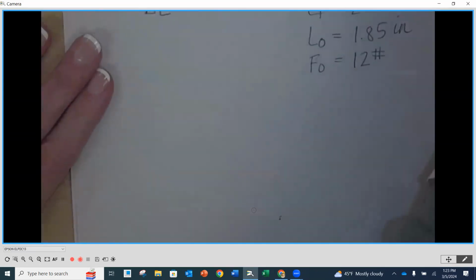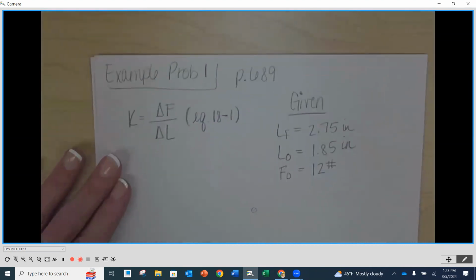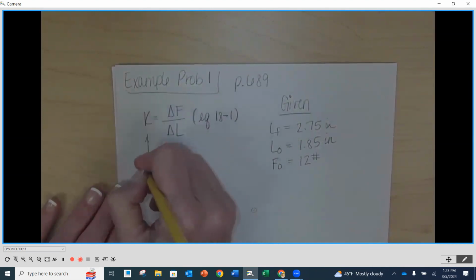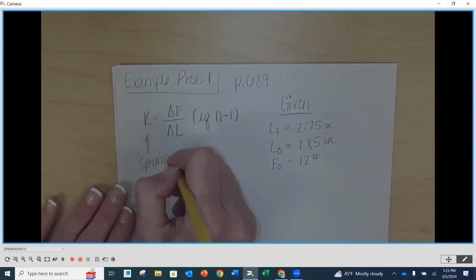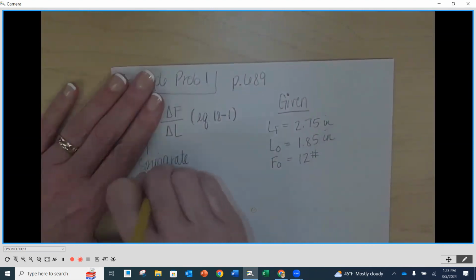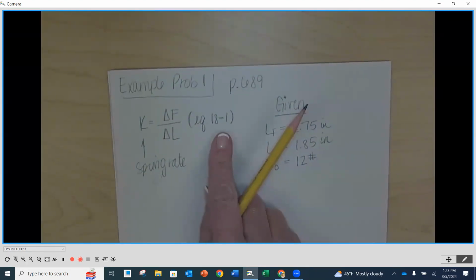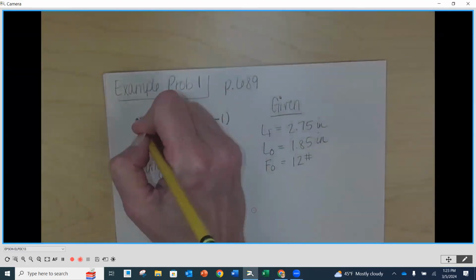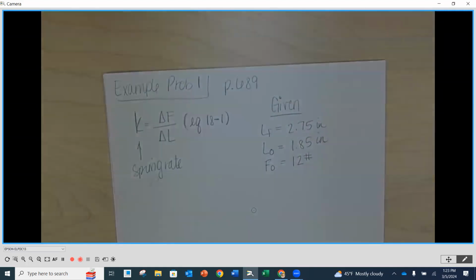And what I have so far is this, the beginning of our problem. So we know that our spring rate, and this is equation 18.1 on page 662, is the spring rate. That's going to be K, a lowercase k. Uppercase K is the wall factor. Lowercase k is going to be spring rate.